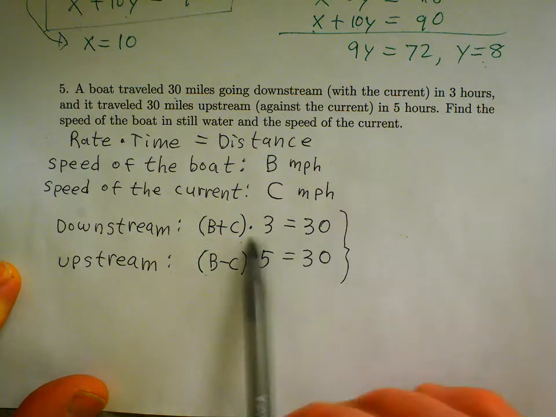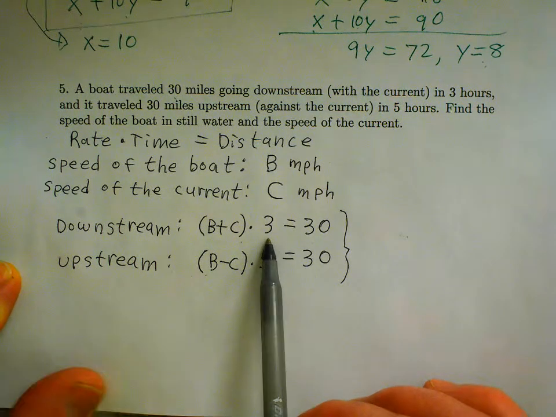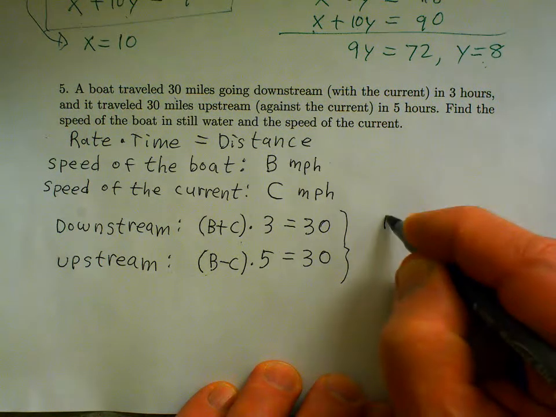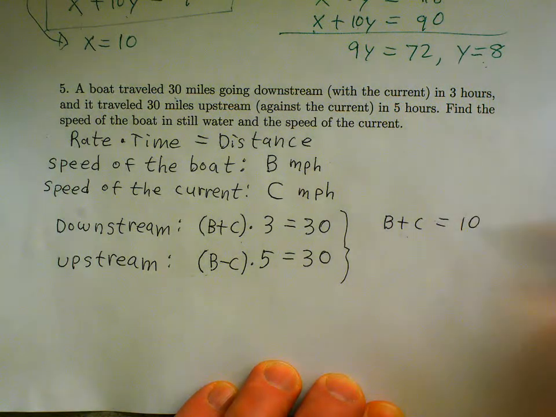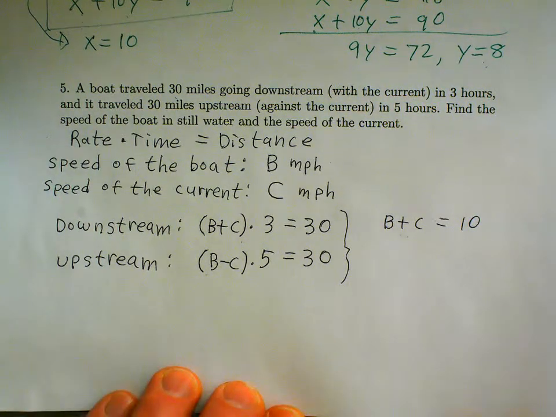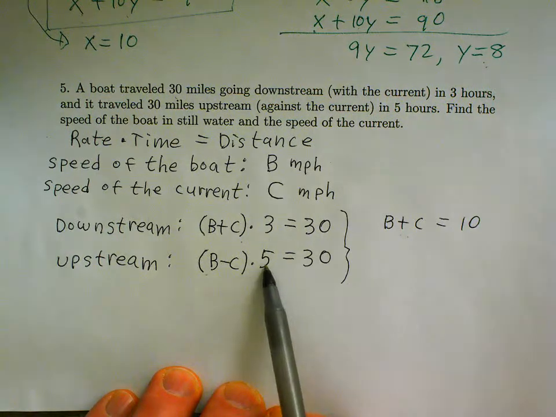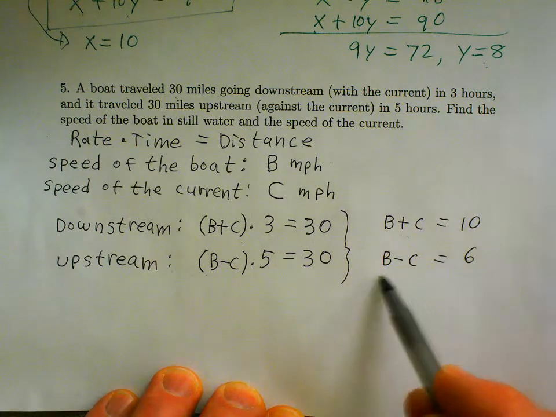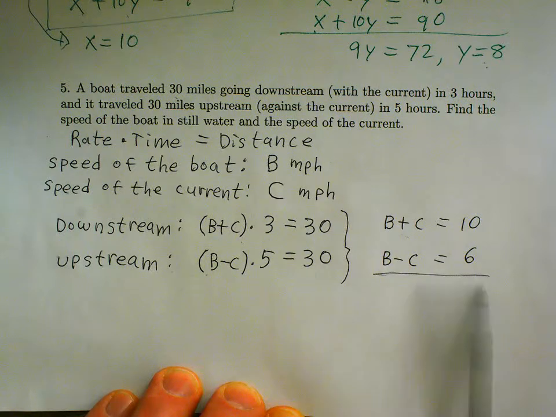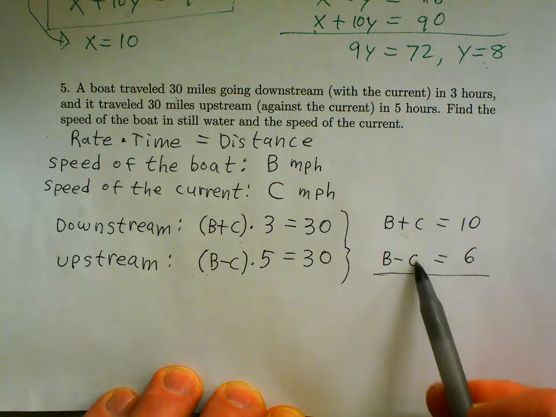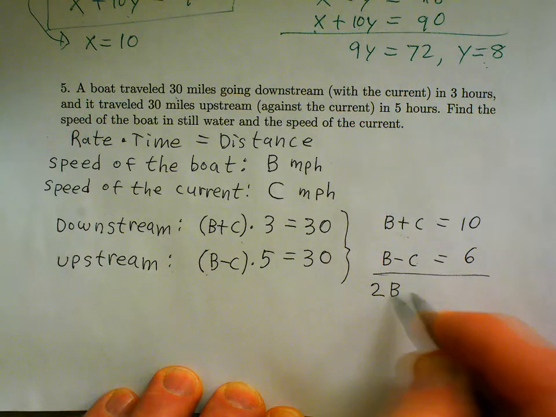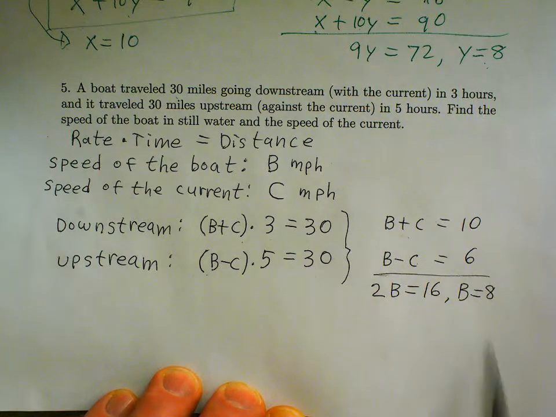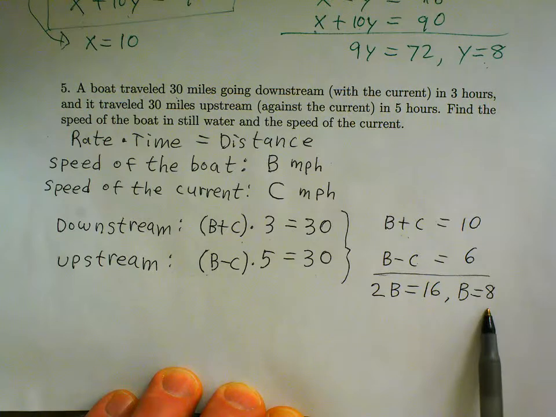So what I would do in the top equation, I would divide both sides by 3. And that leaves us with b plus c equals 10. And then in the bottom equation, divide both sides by 5, and we get b minus c equals 6. And then when we add these two equations together, the variable c will be eliminated, and we get 2b equals 16. So b is 8. That means the speed of the boat is 8 miles per hour.